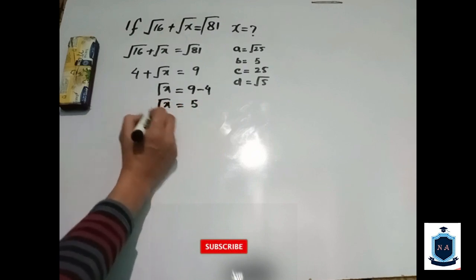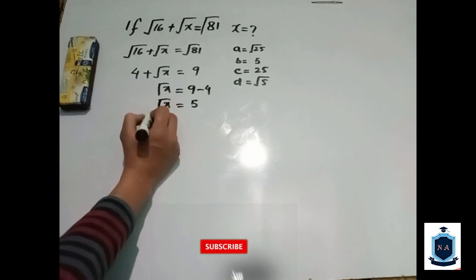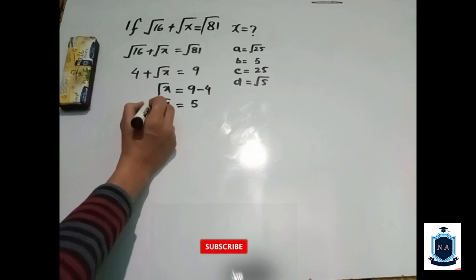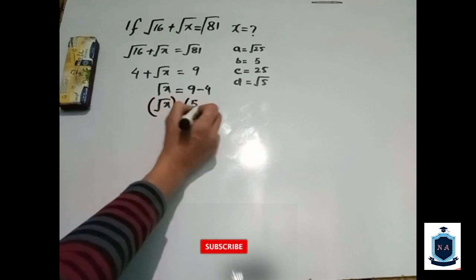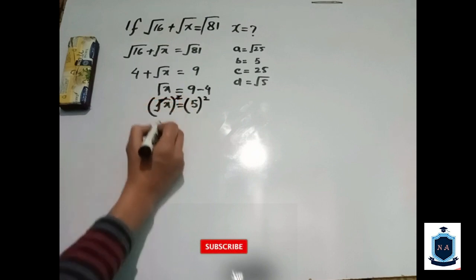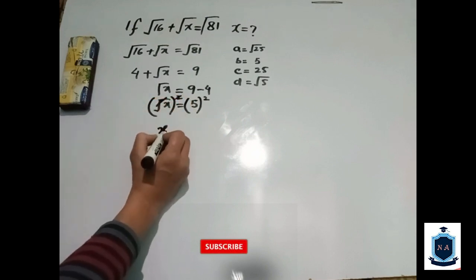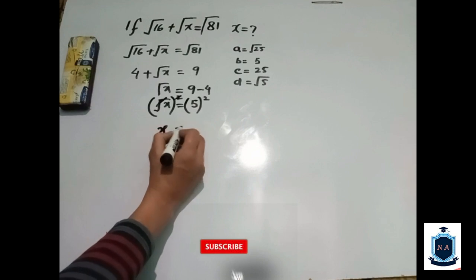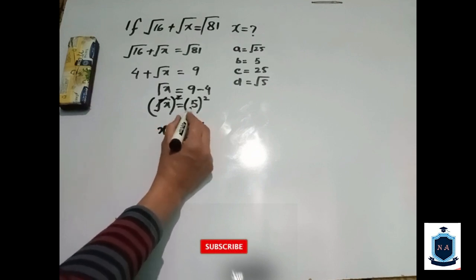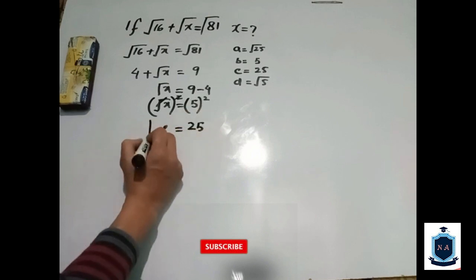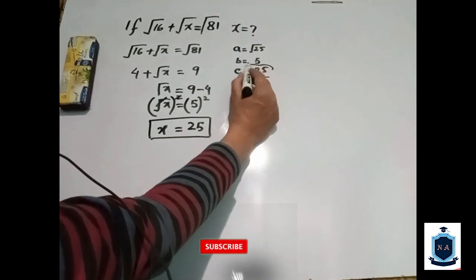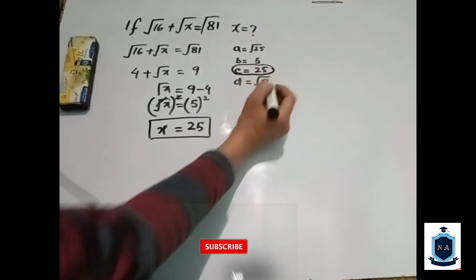If you want to find the value of x, we have to remove the square root, so I will take the square on both sides. The square cancels the square root, so x is equal to 25, because 5 squared is equal to 25. So here you can see the final answer is option C.